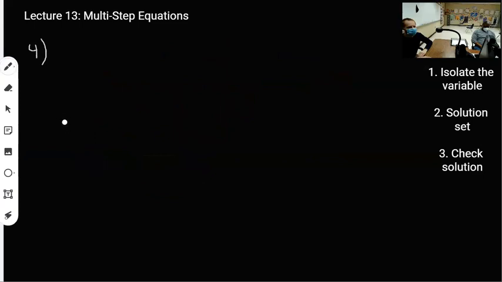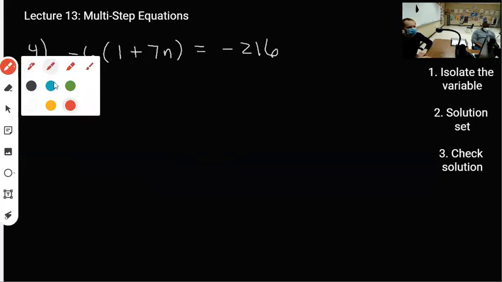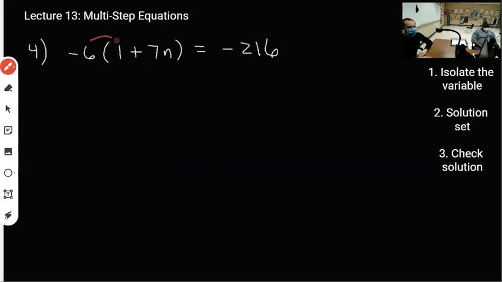So what I want to do with this one is I want to start off by looking and seeing what I can do first. I have -6 times 1 plus 7n is equal to -216. So the first thing I see is the distributive property. I have -6 times 1 on the inside, and I have -6 times 7n on the inside. So I'm going to do the distributive property first.